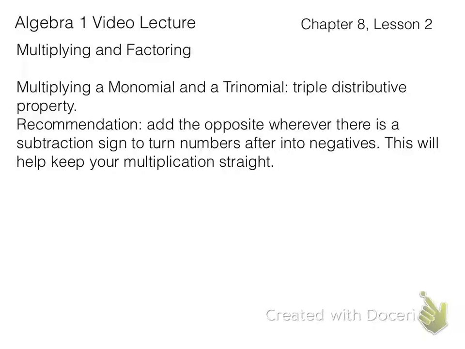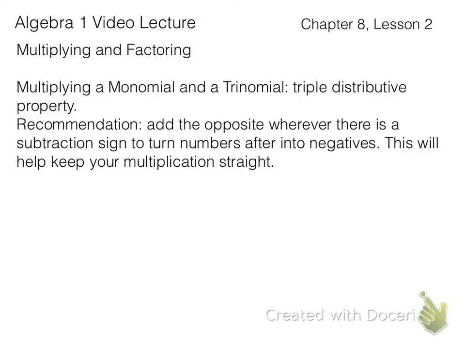All right, so multiplying a polynomial and a trinomial. It's just triple distributive property. I do recommend that you add the opposite wherever there is a subtraction sign to turn numbers after into negatives, and this will help keep your multiplication straight and will help you keep your numbers good.